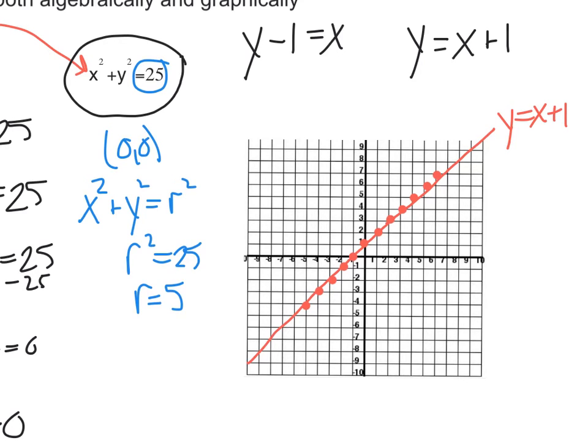So probably the smartest way to graph that is to start at your center and go out 5 in the main directions, north, east, south, and west. And then really carefully draw this circle.